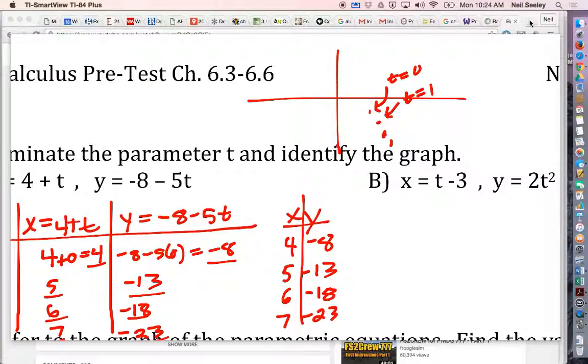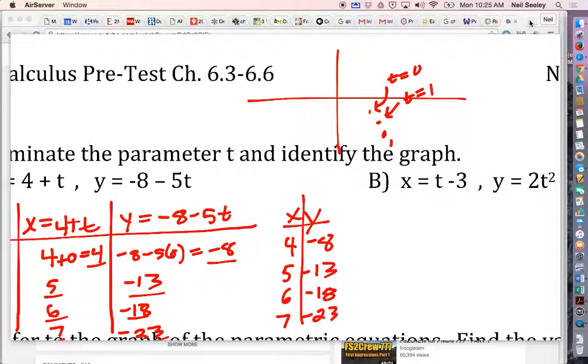So 4 plus, and remember we used to hit x all the time? Now if you hit that button right now, it puts a t in there. It's cool. If you notice under those buttons, it says xt theta n. Those are the variables that will spit out depending on what mode you're in. Since we're in parametric, it's the second one over, they're giving you a t. And then you put in your y equals negative 8 minus 5t. Negative 8 minus 5t. Done.